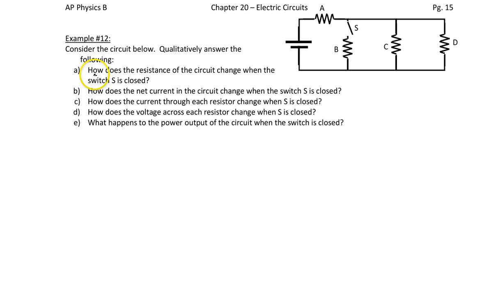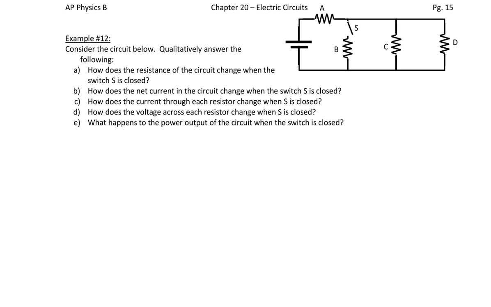So, first part, how does the total resistance of the circuit change when this switch S has been closed? Take a minute now, think about your answer carefully, and jot it down here. If you answered that the total resistance of the circuit decreased, you're correct. Let's talk about that.